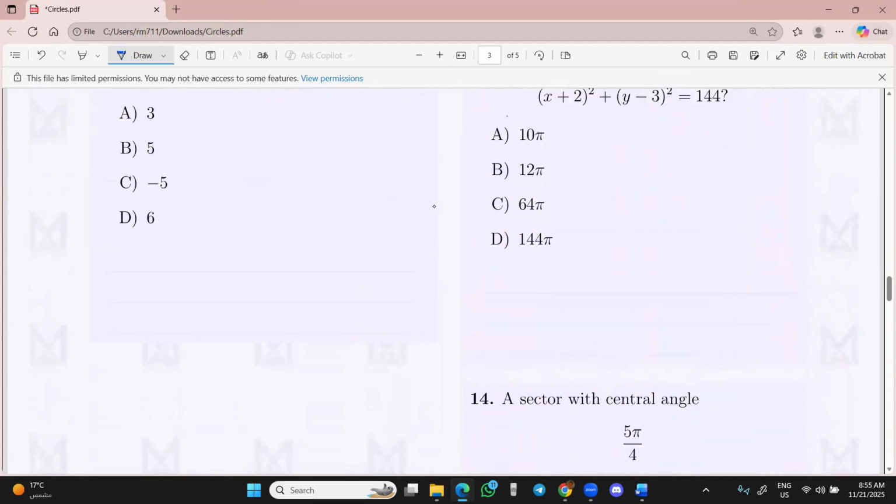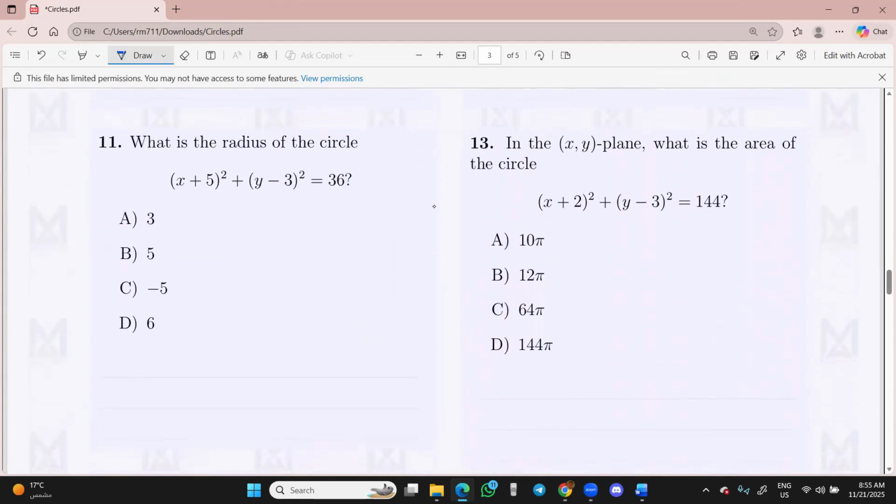That's question number 12. And then question number 11 comes here. What is the radius of the circle? As we mentioned before, the radius is not this number. The radius is the square root of this number. So r is equal to the square root of 36. And of course, we get the positive number 6.